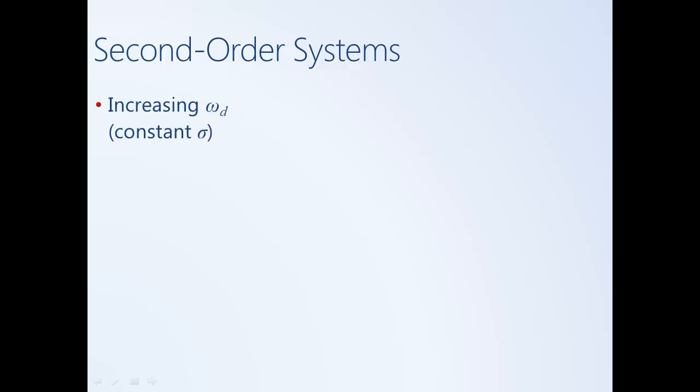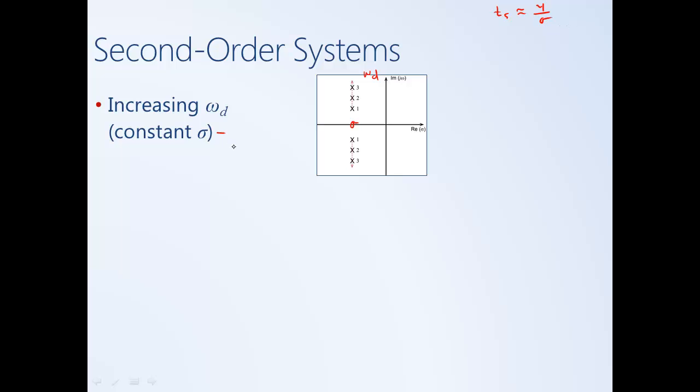Let's do a little bit more of this. Let's think about a situation where our poles have the same sigma, the same real part, but increasing omega d, where omega d is the imaginary part. Think about what that means for the step response. Since settling time is approximately equal to 4 over sigma, if we have a constant sigma, they should have similar settling times. And since peak time is equal to pi over omega d, and omega d is inversely proportional to peak time, increasing omega d should make TP get smaller.